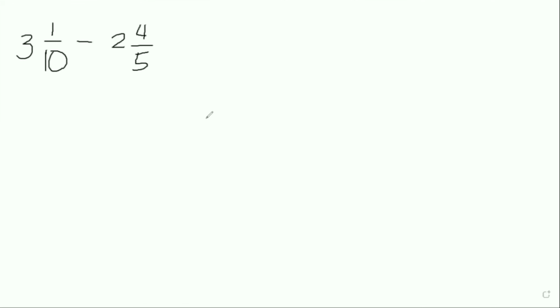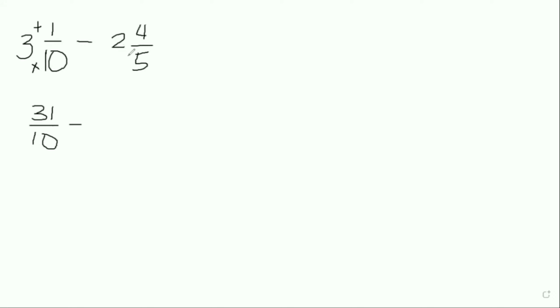For our third and final example for dissimilar fractions, we have mixed numbers as given. So again, kapag sinabing mixed number, it is composed of a whole number and a proper fraction. So 3 and 1/10 minus 2 and 4/5. So kapag meron tayong mixed number, i-convert muna natin yan into improper fraction. So just multiply the denominator with the whole number and then add the answer to the numerator. So that's 10 times 3 is 30, and then plus 1, 31. And then just copy the denominator 10.